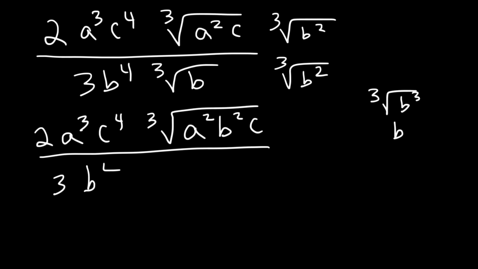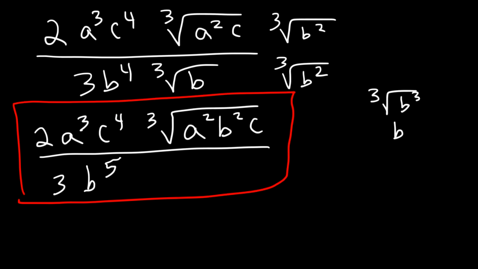So therefore, this is going to be the final answer: 2a cubed c to the 4th times the cube root of a squared b squared c, divided by 3b to the 5th.